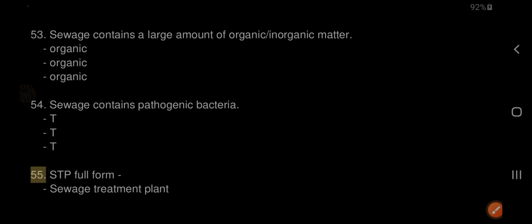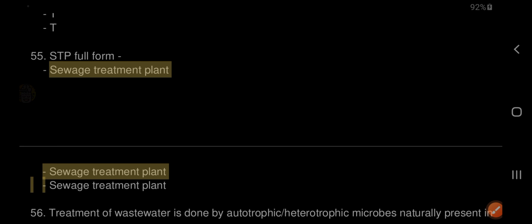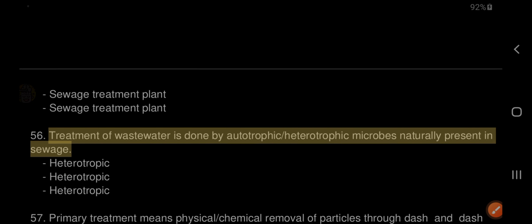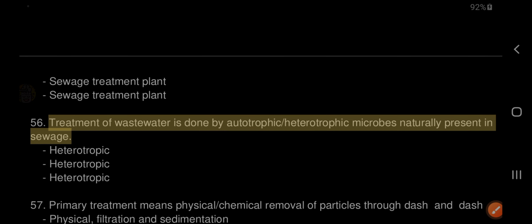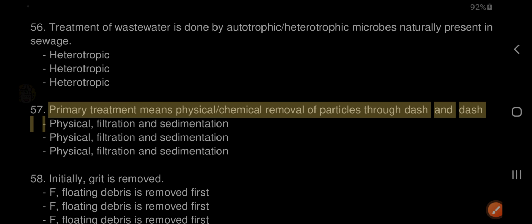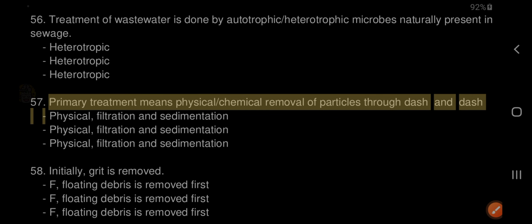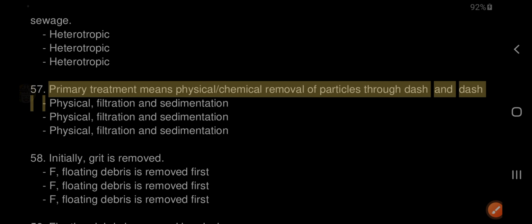55. STP full form: sewage treatment plant. 56. Treatment of wastewater is done by heterotrophic microbes naturally present in sewage. 57. Primary treatment means physical removal of particles through filtration and sedimentation.